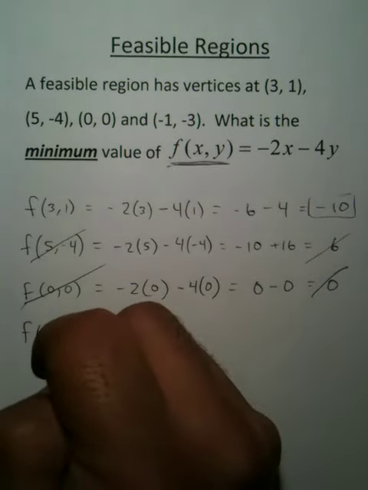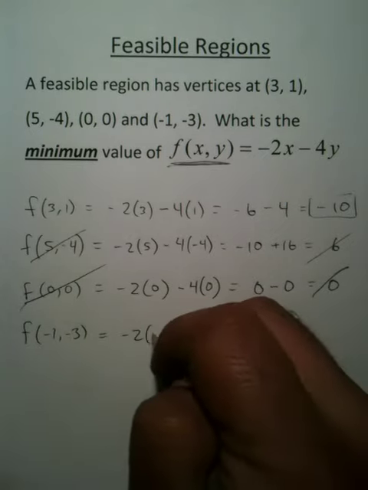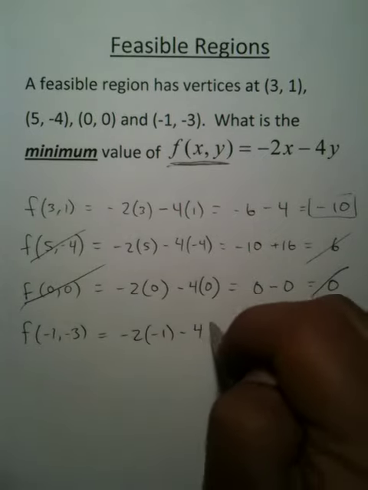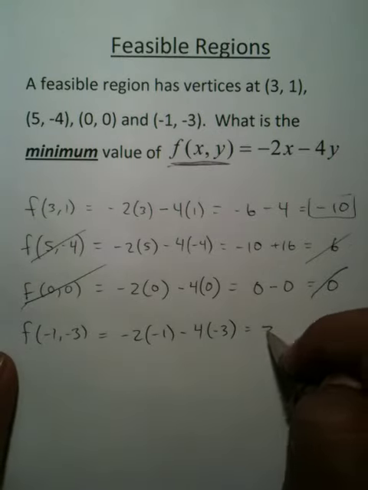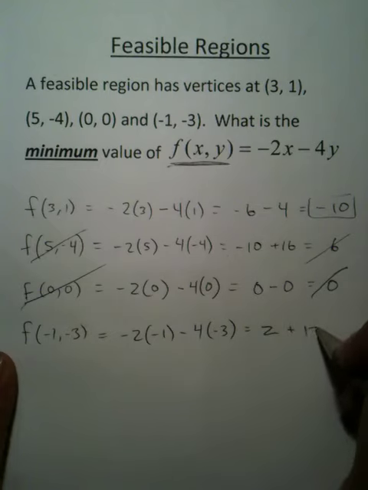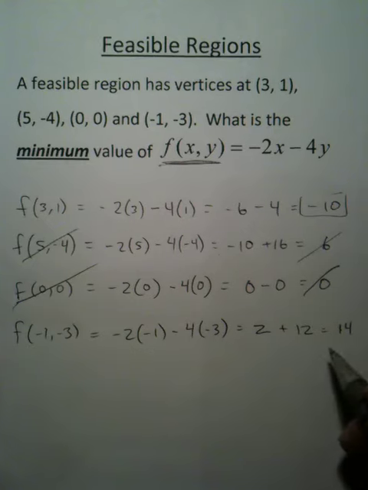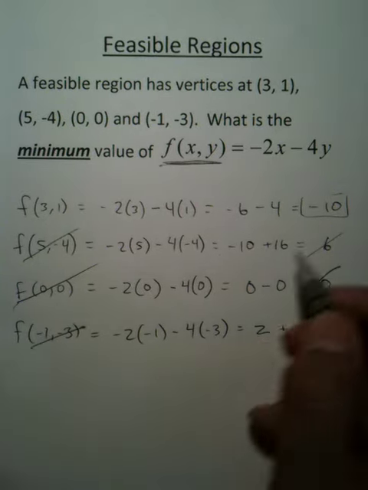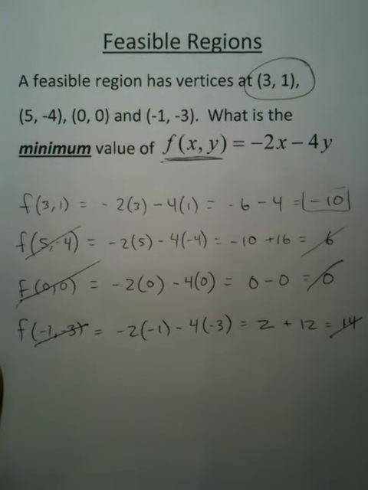Last but not least, negative 1, negative 3: negative 2 times negative 1, minus 4 times negative 3. We've got negative 2 times negative 1, which is positive 2, plus positive 12, which is 14. That's the biggest one of all, so this would be our maximum value, but not very useful. So there's our answer. This is the minimum value for the feasible region.